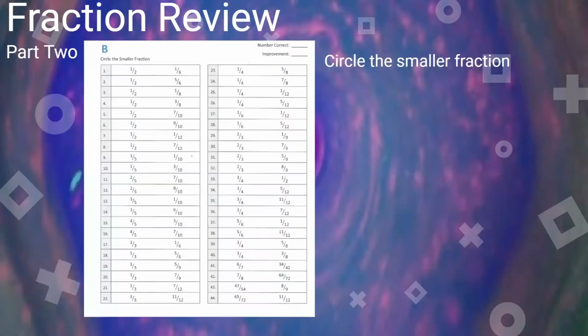So now let's move to our first, just a little sprint review sheet. This shouldn't take you more than a couple of minutes, but it's just something to keep you fresh and get your mind working. I'd like to ask you to circle the smaller fraction. It's a simple worksheet. The directions are here. When you come back, it shouldn't take you more than 2-3 minutes, and we'll go over the solutions.